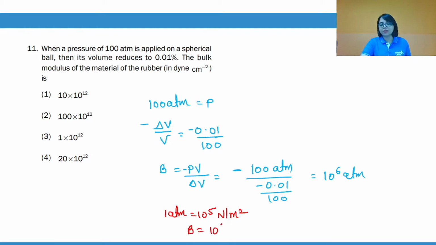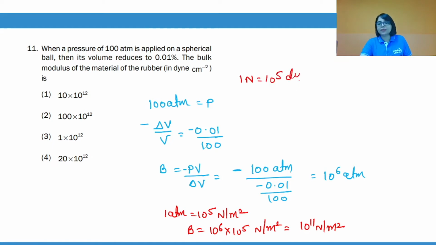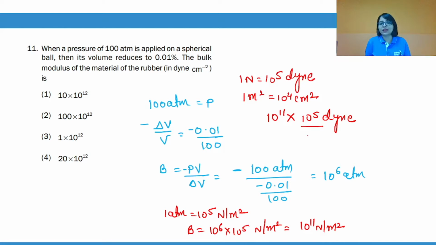So bulk modulus will be 10^6 into 10^5 Newton per meter square, that is 10^11 Newton per meter square, right? Now 1 Newton is 10^5 dyne, and 1 meter square is 10^4 centimeter square, right? So 10^11 into 10^5 dyne divided by 10^4 centimeter square. So it will become 10^12 dyne per centimeter square, right? So bulk modulus will be option 3, 1 into 10^12 dyne per centimeter square.